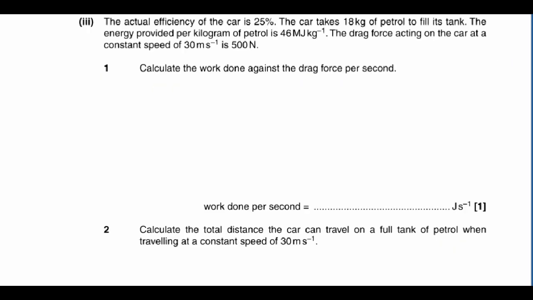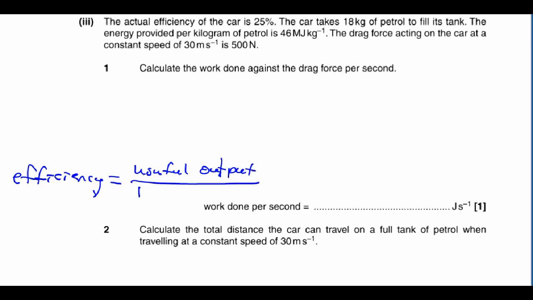In this part, you are given the efficiency of the car, which is 25%. Let's remember that efficiency is equal to useful output divided by the total input. This will be useful for the next part of the question.